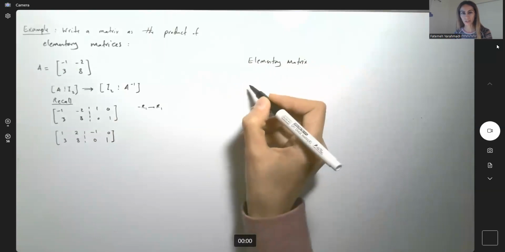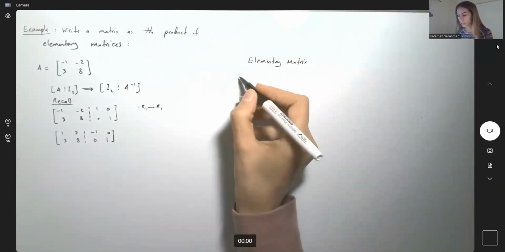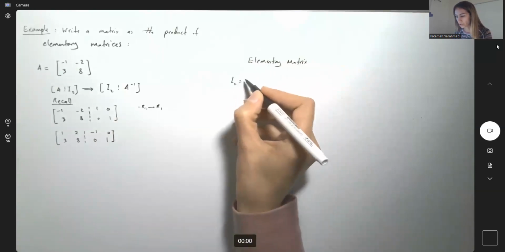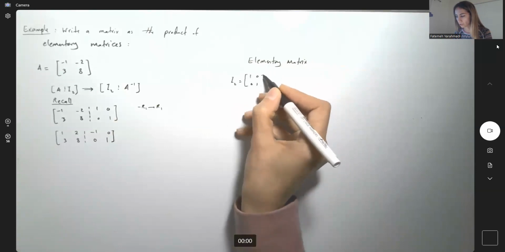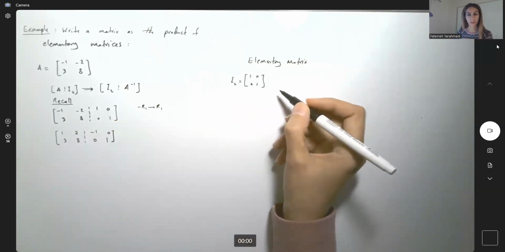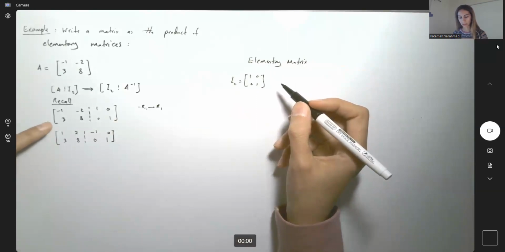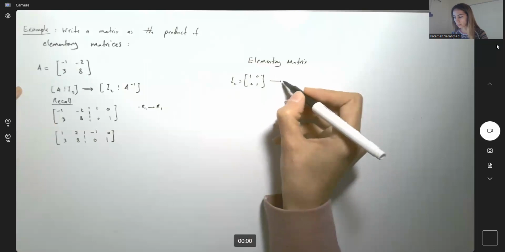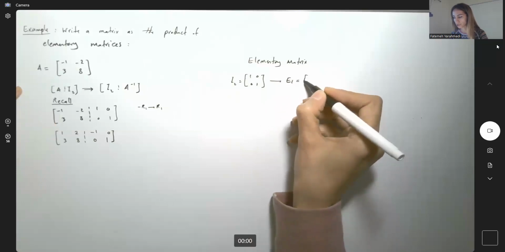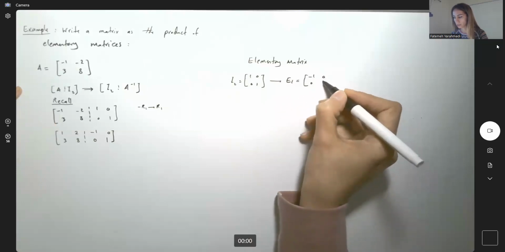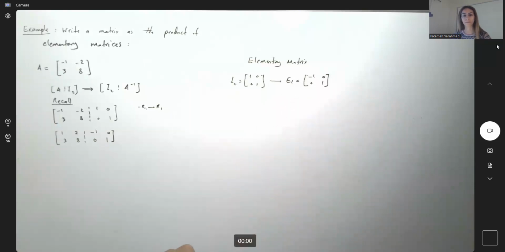The elementary matrix is generated from I2 itself, 1, 0, 0. What's the very first elementary matrix? Remember that we are multiplying the very first row by negative sign. So we can multiply the very first row by negative sign. This is going to be your E1.